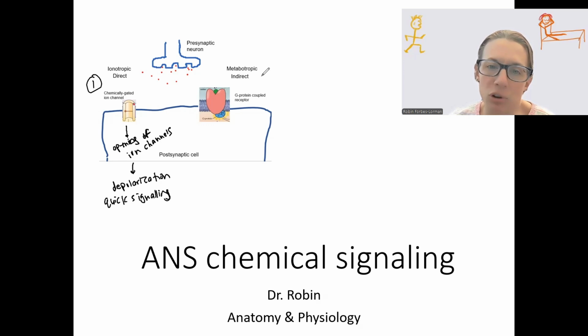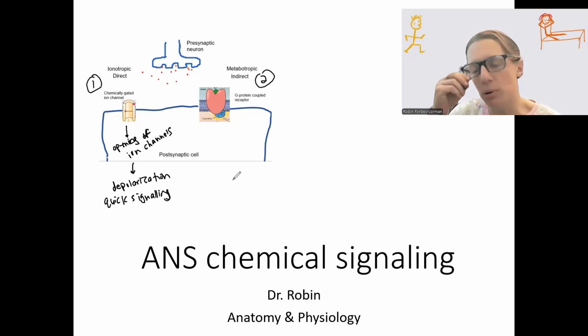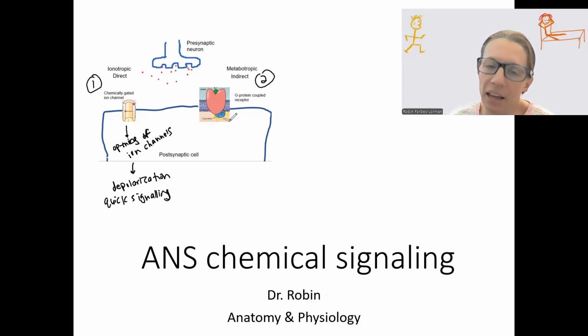The second type, metabotropic, the main type that we're going to be talking about is G protein coupled. And these can result in ion channels opening. And that's what we saw in the nervous system previously. But they also can result in other cellular effects. And these are going to be particularly important in autonomic signaling.